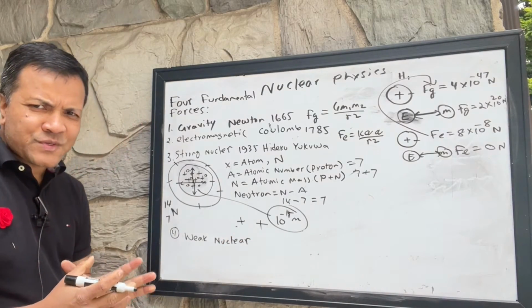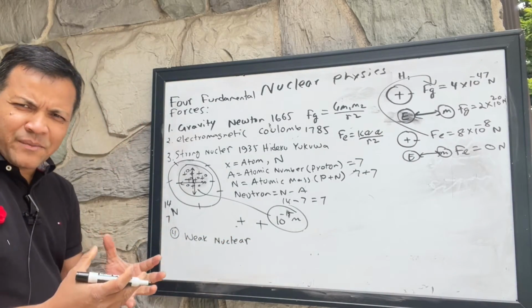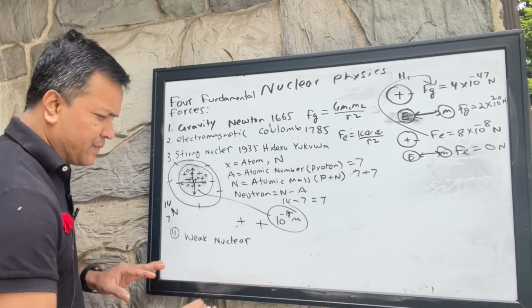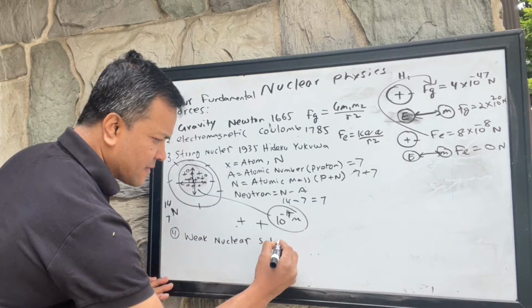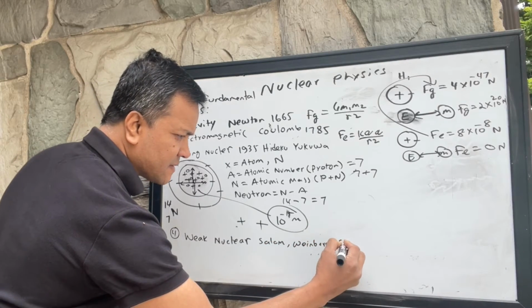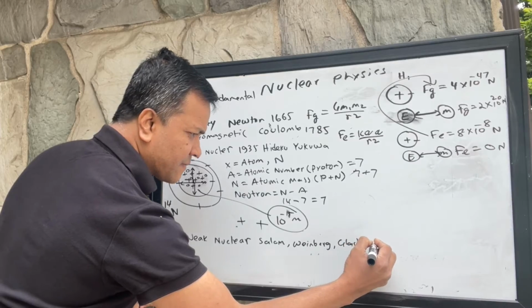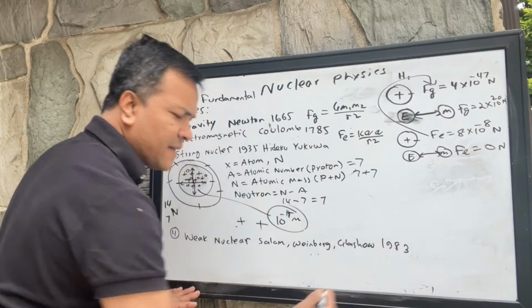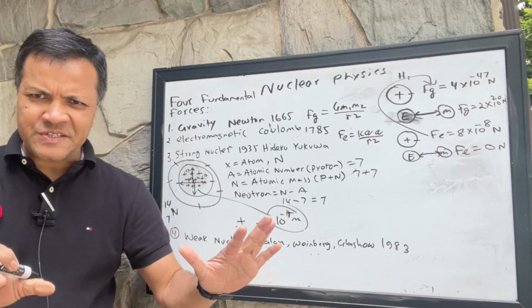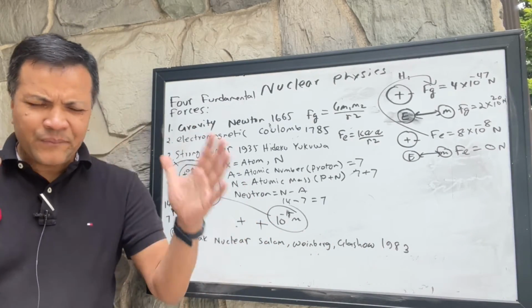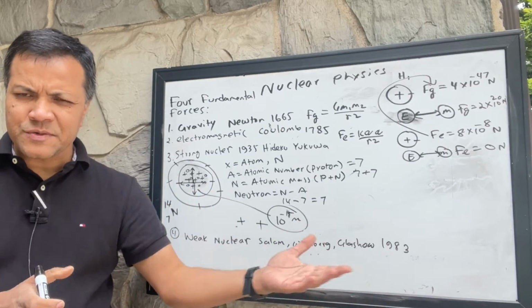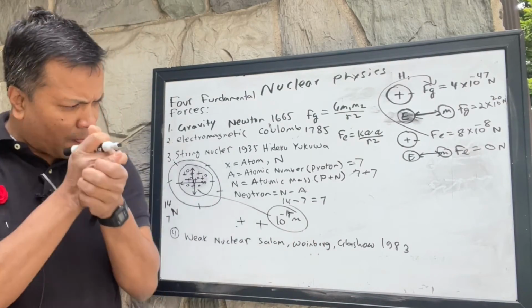The weak nuclear force was discovered by Abdus Salam from Pakistan, Weinberg and Glashow. It was discovered pretty recently, 4 years after I was born. I was born in 1979. I don't remember it, but it was after I was born.